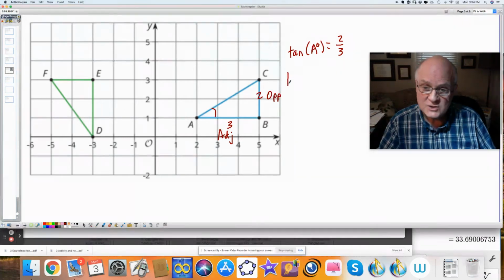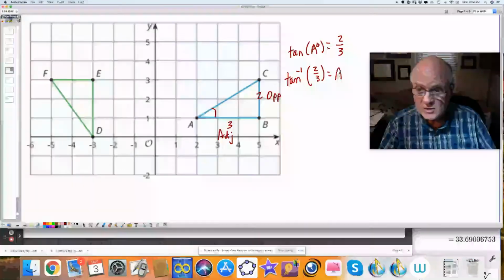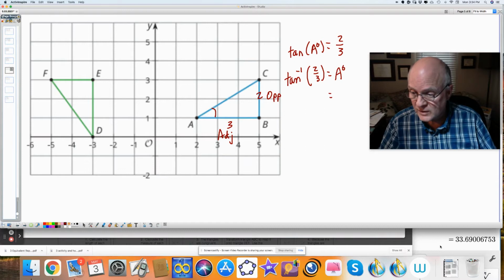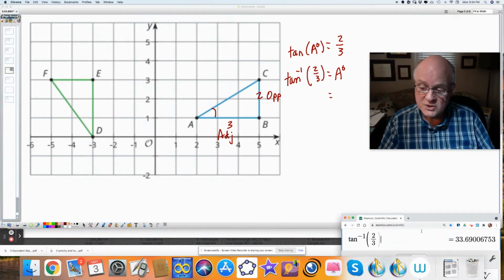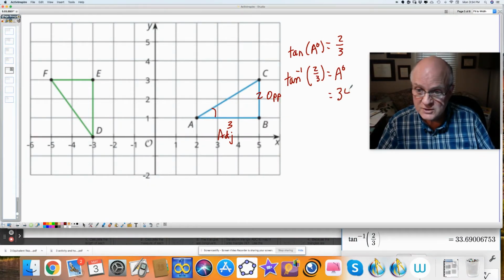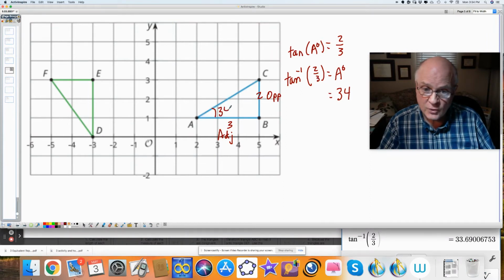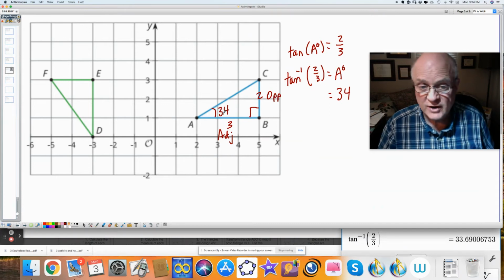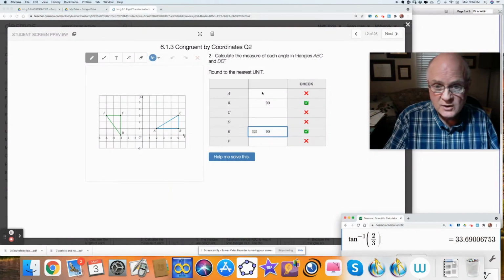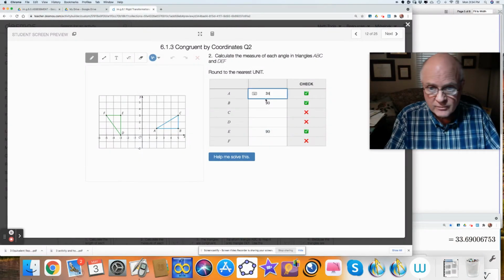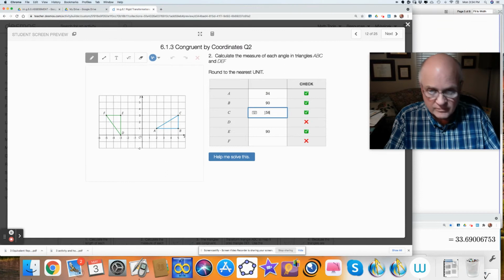So to find this, do you remember your trigonometry where we take the inverse of the ratio is equal to the angle? So our angle is equal to, down here, the inverse of the ratio is 34 degrees, rounded to the nearest degree. And if this is 34, this is 90. What do you have to add to 34 to get to 90? Or subtract 34 from 90 and you get 56. So when we put those numbers in here, this would be 34 and 56. Angle D is 34, and this is 56.